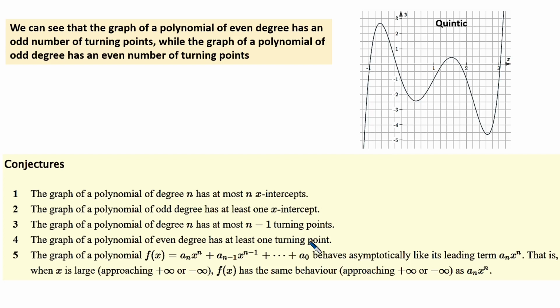Like x to the power 3, it has no turning point. So the graph of a polynomial a x^n plus this behaves asymptotically like its leading term. That is, when x is large, approaching plus infinity or minus infinity, f(x) has the same behavior, approaching plus infinity or minus infinity, as that term. So this term will dictate what the behavior will be.